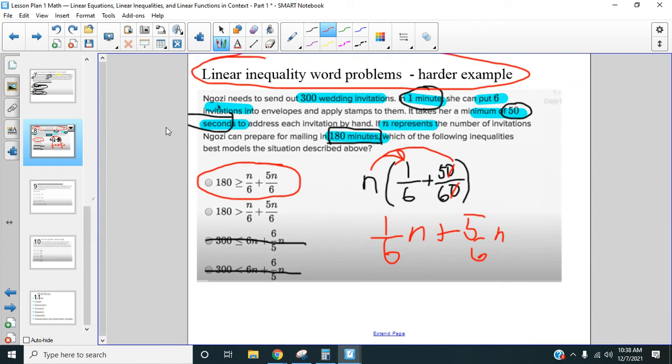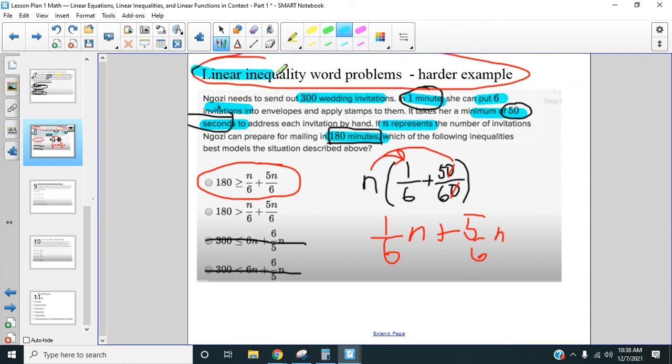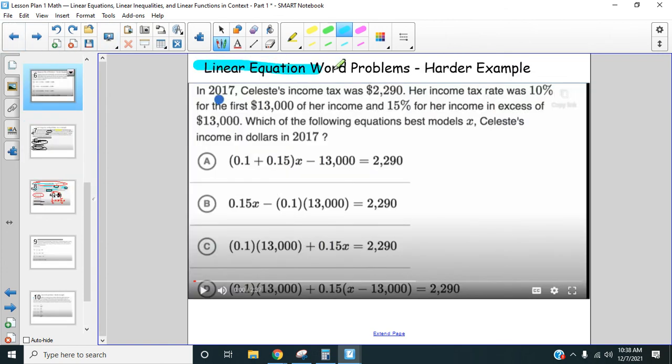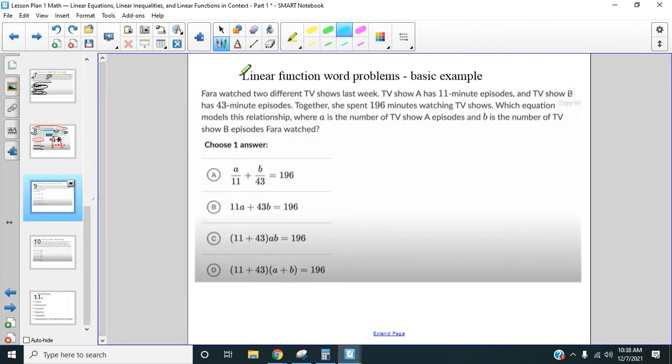So again, your quiz is over these things right here: linear inequality word problems, linear equation word problems, interpreting linear functions, and then the one we're going to do tomorrow, linear function word problems. That's your quiz.